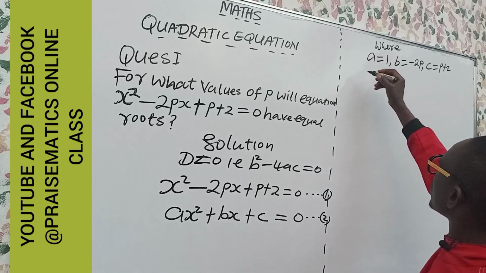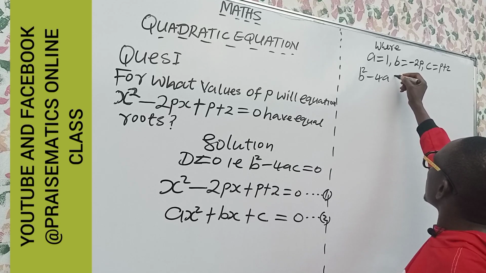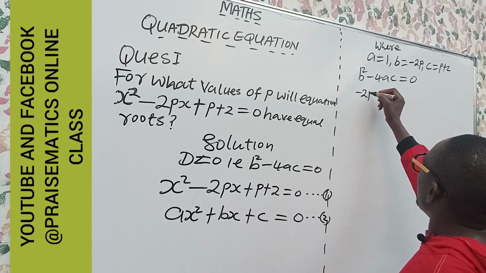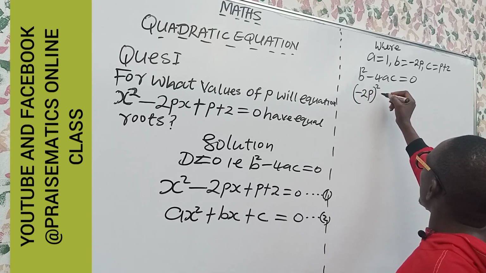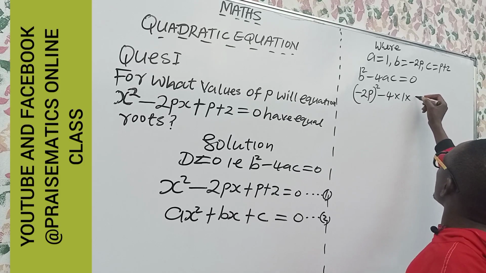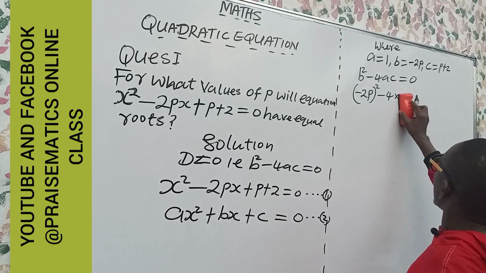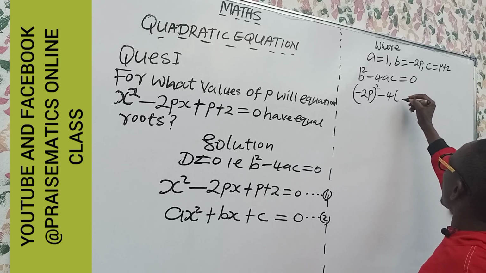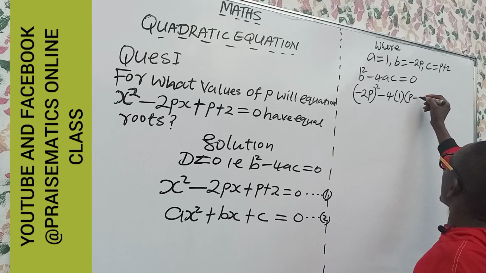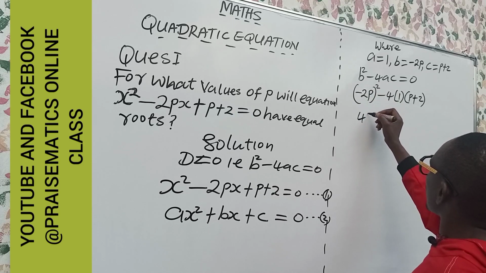Now going back to the equation that says b squared minus 4ac is equal to 0, let's check what we have. Our b is minus 2p, all squared, minus 4 multiplied by a, our a is 1, multiplied by, let's use a bracket, p plus 2. Close it. Now minus 2 times minus 2 will give us 4.